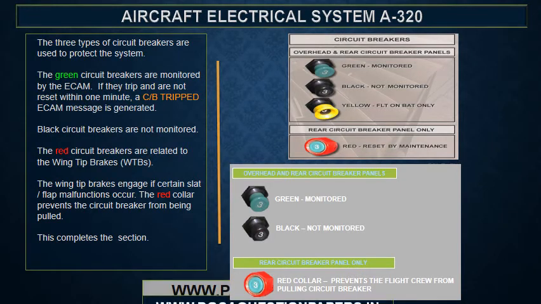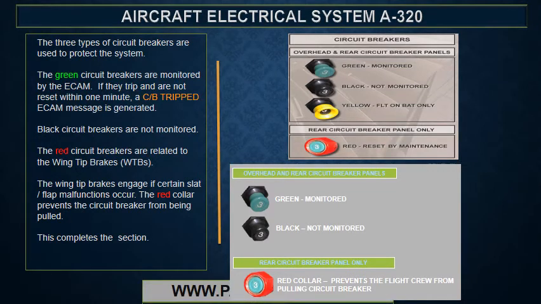The three types of circuit breakers are used to protect the system. The green circuit breakers are monitored by the ECAM. If they trip and are not reset within 1 minute, a circuit breaker tripped ECAM message is generated. Black circuit breakers are not monitored.